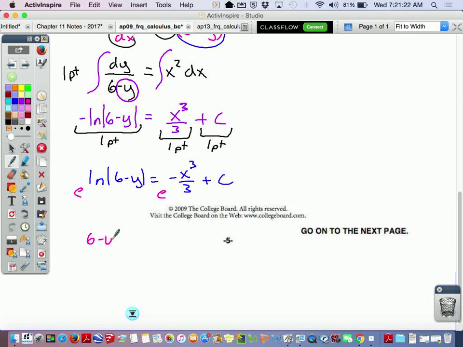This leaves me with 6 minus y equals, let's see if you guys remember this, when we do e to the power of both of these, it's e to the power of the negative x cubed over 3 times e to the c, which just brings out a c times e to the negative x cubed over 3. And now we still just need to rework this. What I might be inclined to do is add y to one side and subtract all of this. So I would get y equals 6 minus c times e to the negative x cubed over 3.